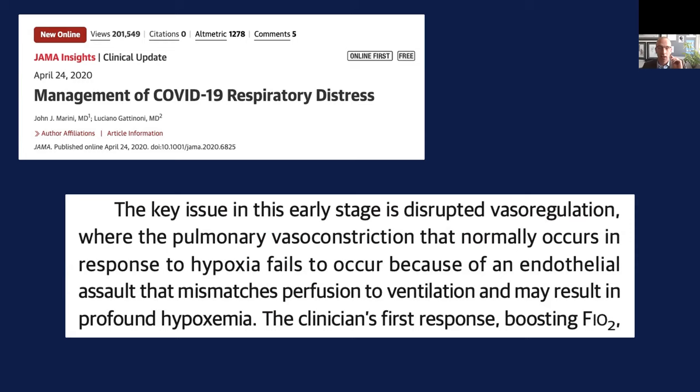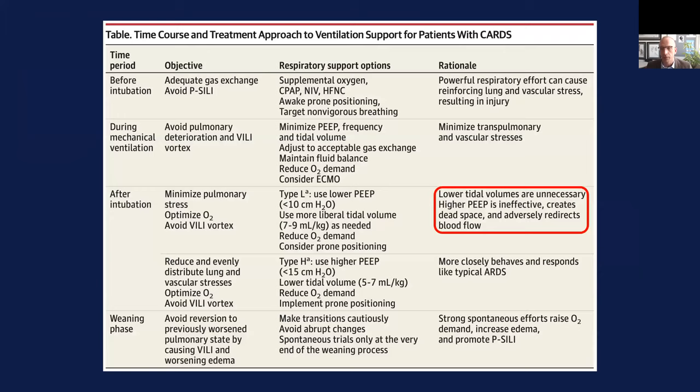And he was quite direct and emphatic in his management recommendations. So here he is in the table in the JAMA paper saying that in the majority of COVID patients, the ones that have normal compliance, low tidal volumes are unnecessary, higher PEEP is ineffective, it creates dead space and adversely redirects blood flow. In these essays, he was saying that PEEP is quite injurious to these patients. It's going to cause hemodynamic collapse and extrapulmonary organ failure. And he gave a talk at the European Society for Intensive Care Medicine in which he said quite emphatically, if you give these patients more than 10 of PEEP, you will kill them.